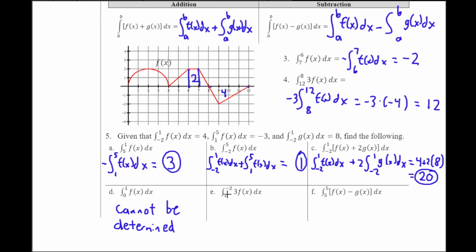So E is the integral from 1 to negative 2 of 3 f of x dx. So we can reverse the order of the bounds and have a negative in front and bring the 3 to the outside. So it's negative 3 times the integral from negative 2 to 1 of f of x dx, and this is 4. So it's negative 3 times 4, which is negative 12. F, well, this is the integral from the same number to the same number, so we automatically know that's 0.